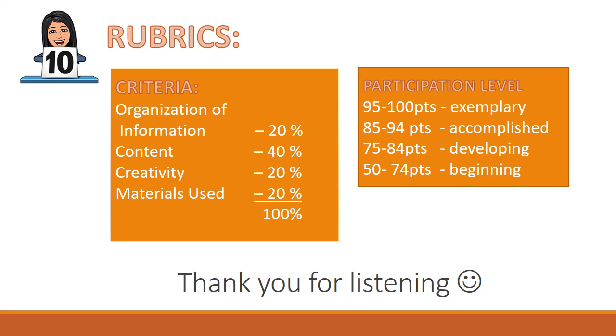one. Use your creativity. For your participation level, 95 to 100 points exemplary, 85 to 94 points accomplished, and 75 to 84 points developing, and still, if you got 50 to 74 points, it is beginning. Huwag mag-alala, ang mahalaga ay matuto tayo kung paano tayo makikipagbigay impormasyon para sa ating mga mahal sa buhay. And once again, thank you for listening.